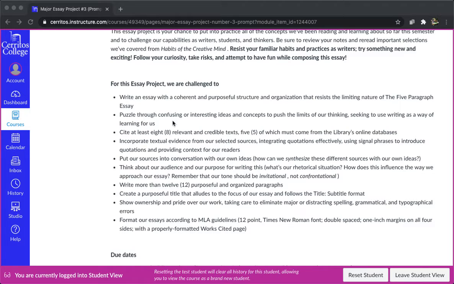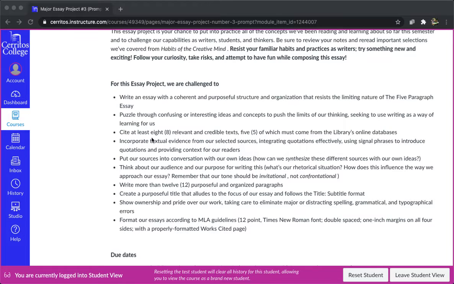We're challenged to puzzle through confusing or interesting ideas and concepts to push the limits of our thinking, seeking to use writing as a way of learning for us. So this is why it's important that you choose a topic that you genuinely care about, so that you can use this process as a way of learning and to puzzle through things that might be confusing, so that you seek better understanding or greater understanding of those things.